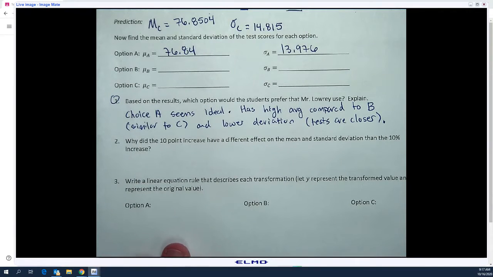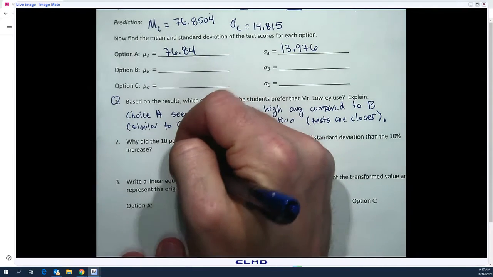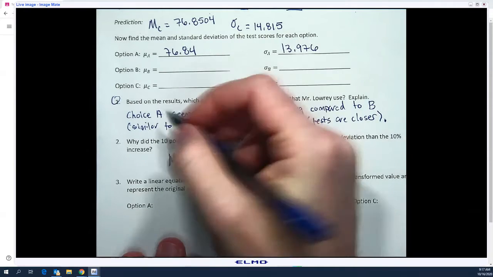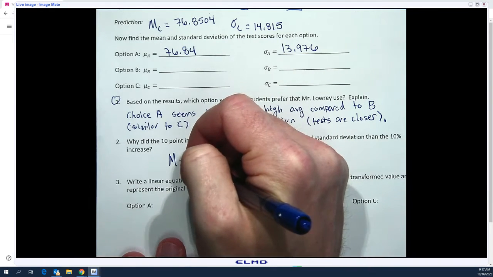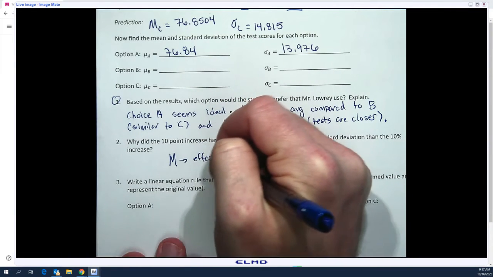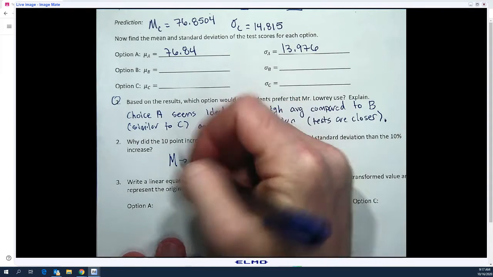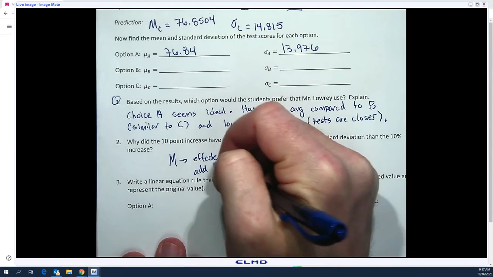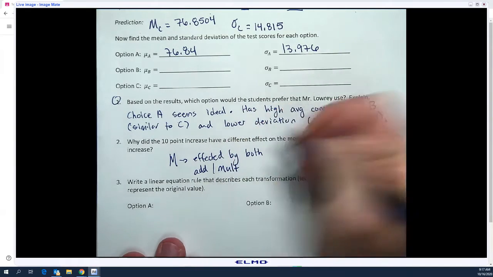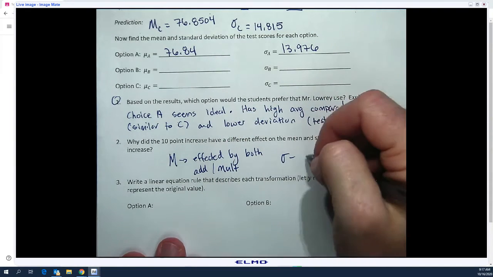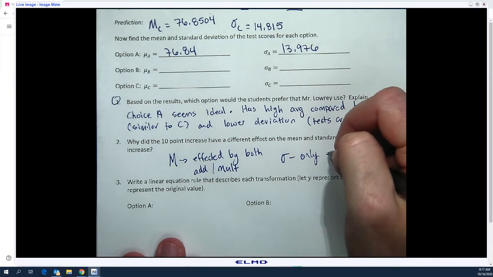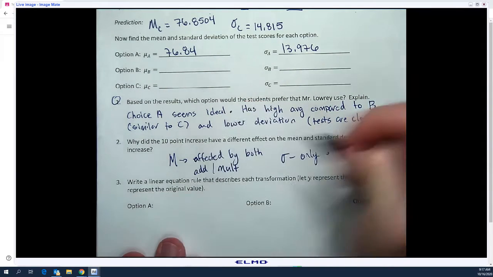So it says, why did the 10-point increase have a different effect on the mean and standard deviation than the 10% increase? Well, we already know that the mean is affected by both addition and multiplication, but the standard deviation is only affected by multiplication.